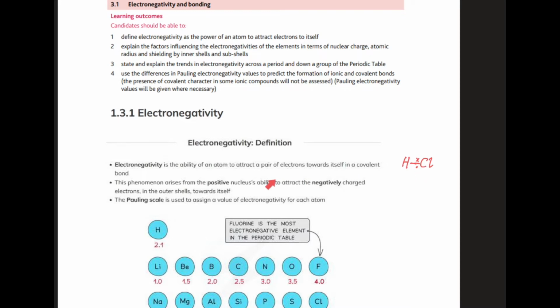So this phenomenon arises from the positive nucleus's ability to attract the negatively charged electrons. So that means the nucleus of the chlorine attracts the electrons more. Okay, so that's why it is attracting the bonding electron towards itself. So the Pauling scale is used to assign the value of electronegativity for each atom. So you can see the information down here.